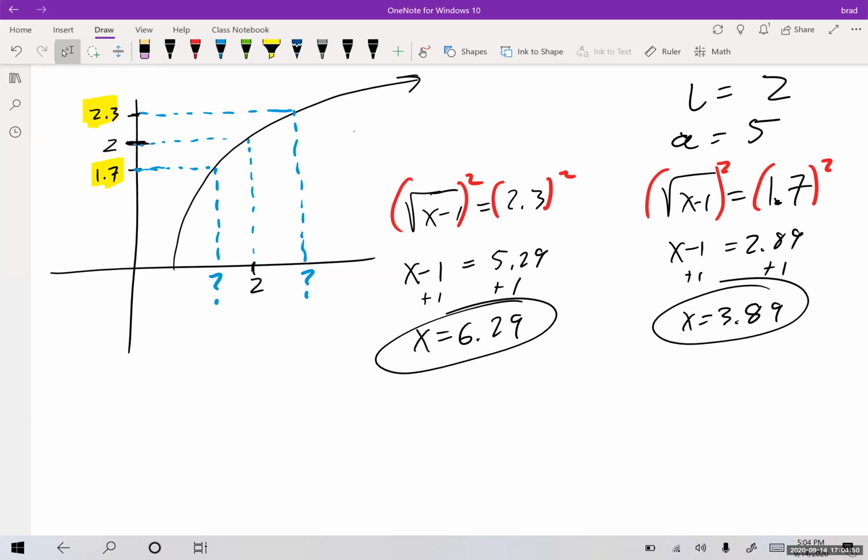So that means that delta, okay, so let me write this here. So this is 3.89 and this is 6.29, okay?